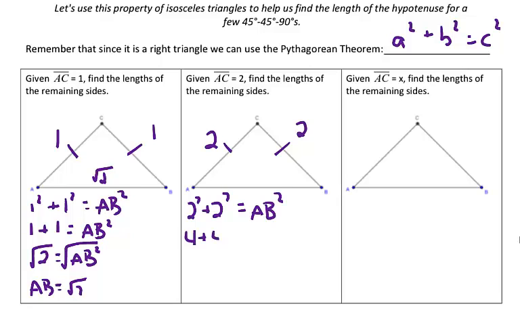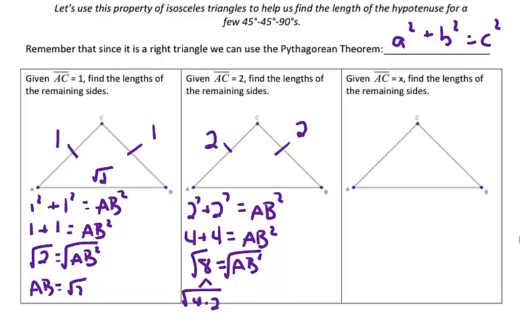2 squared we know is 4, so 4 plus 4 equals AB squared. 4 and 4 is 8, so 8 equals AB squared. To get AB by itself, we're going to take the square root of both sides. To take the square root of 8, we want to keep it in simplified form. So we ask, what are the factors of 8, or how can we break up 8? The square root of 8 breaks up into 4 times 2.